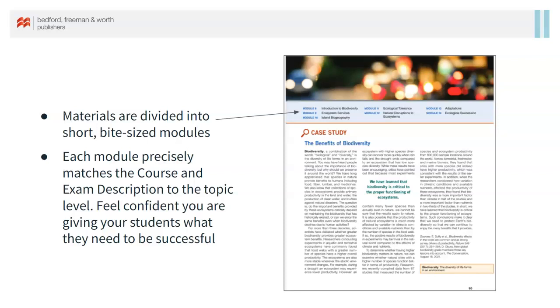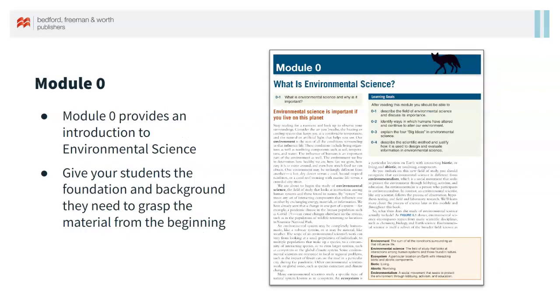The 9 units are divided into short, bite-sized modules, which helps teachers with pacing and presents the content in digestible chunks that make complex material easier for students to tackle and review. Each module matches the CED to the topic level. The 4th edition includes a new Module 0 that introduces students to the field of environmental science while providing them with the foundation and groundwork they need to find success from the very first pages of the book.